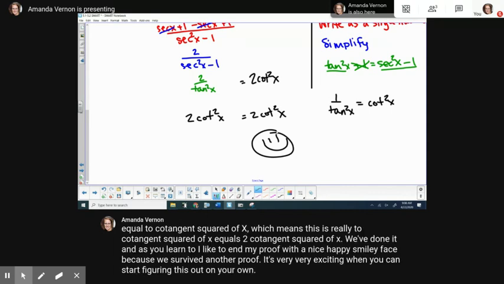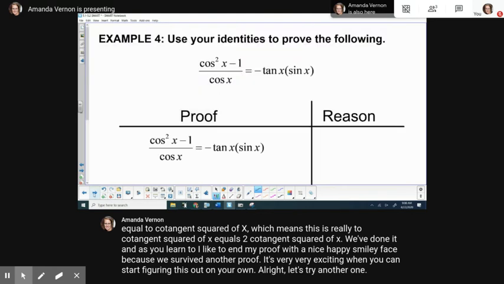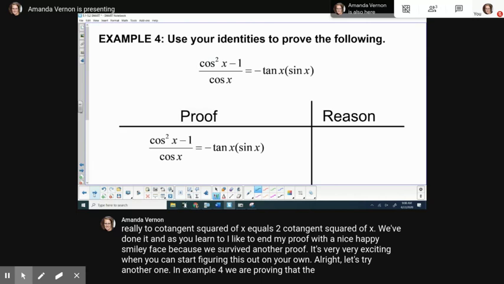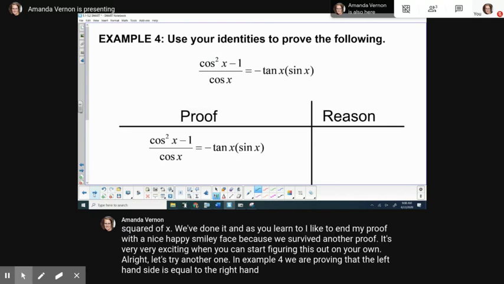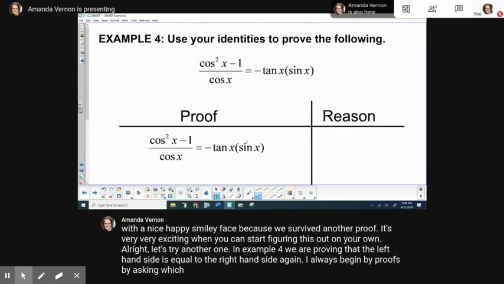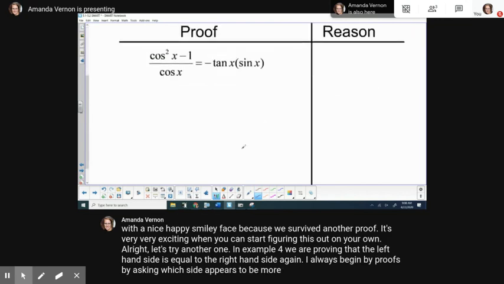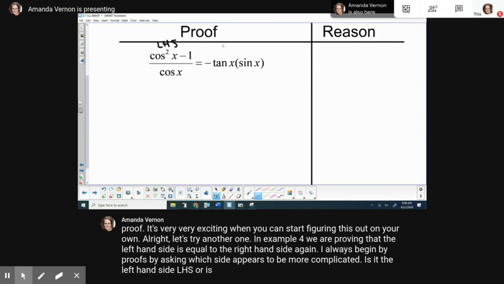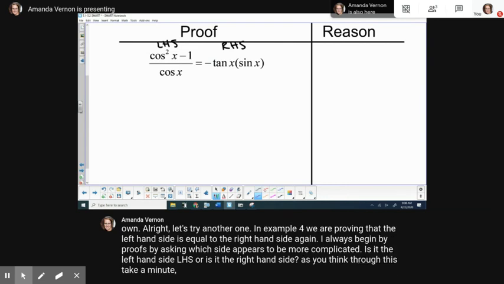All right, let's try another one. In example 4, we are proving that the left-hand side is equal to the right-hand side. Again, I always begin my proofs by asking which side appears to be more complicated. Is it the left-hand side, LHS, or is it the right-hand side? And as you think through this, take a minute. I would vote that it is the left-hand side. Left-hand side is more complicated.